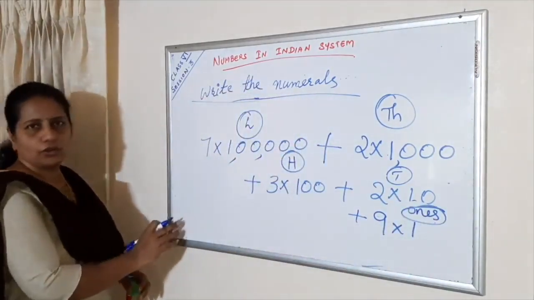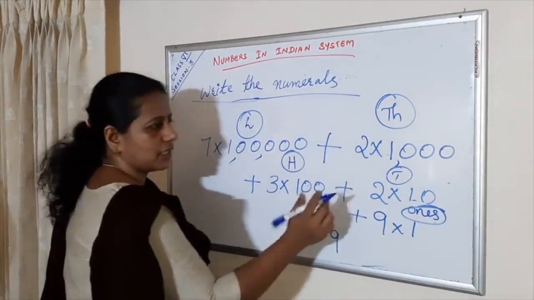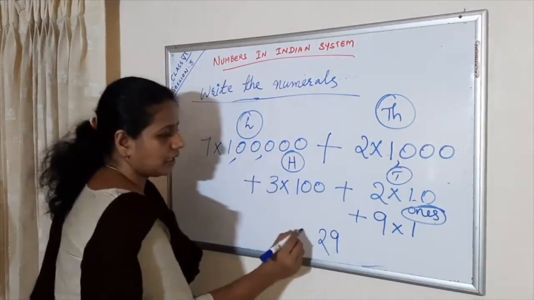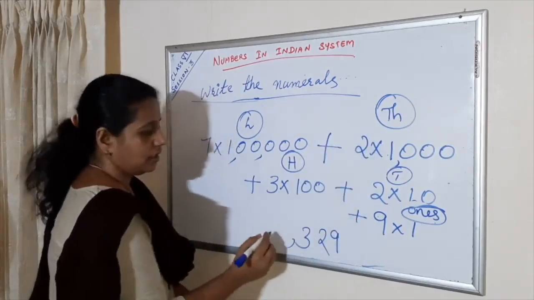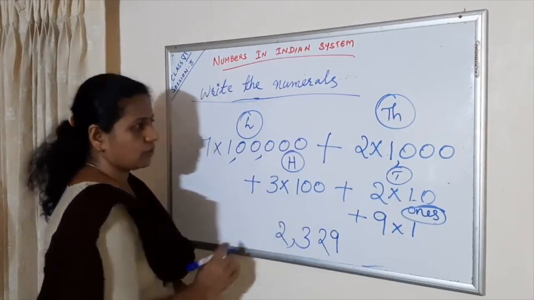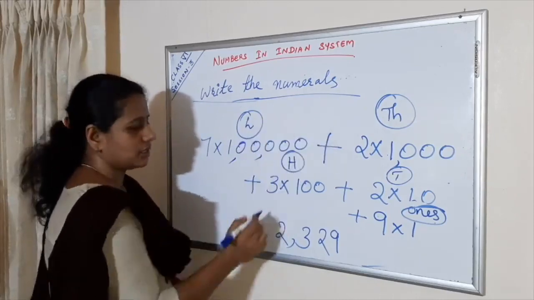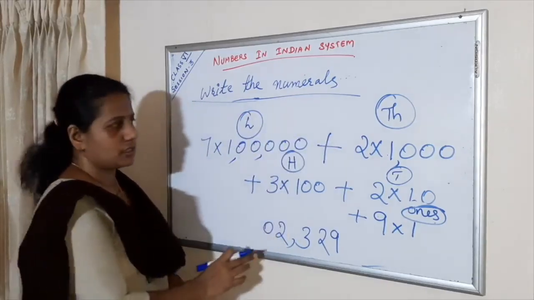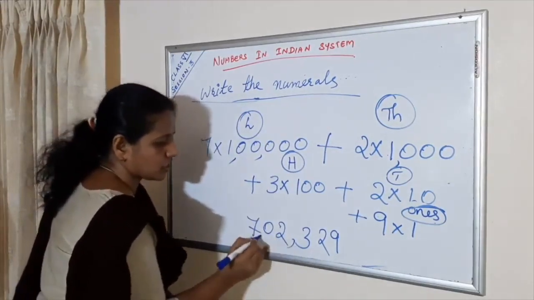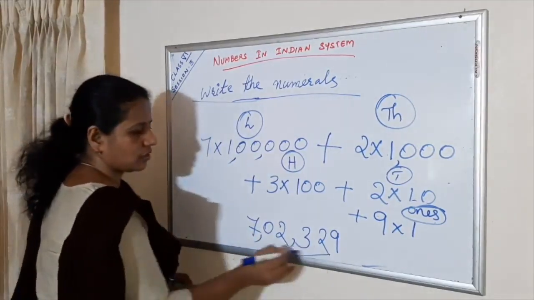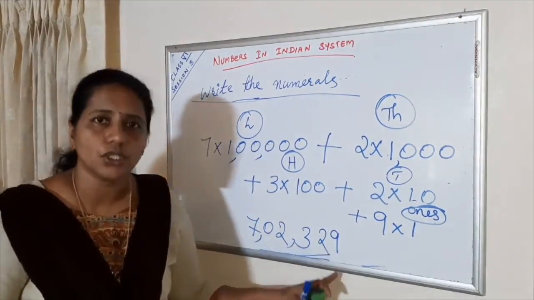Okay. From right to left we want to start. First, 9 is in the ones place. Then 2 in the tens place, 3 in the hundreds place. Then after 3 digits, insert a comma. 2 is in the thousands place. Then what is in the ten thousands place? Nothing is given, so put 0. Then after that, lakh place 7. Insert the next comma after the next 2 digits. So your number is 7,02,329.